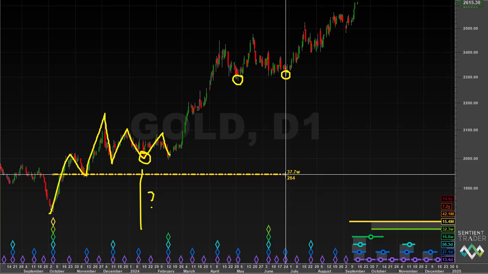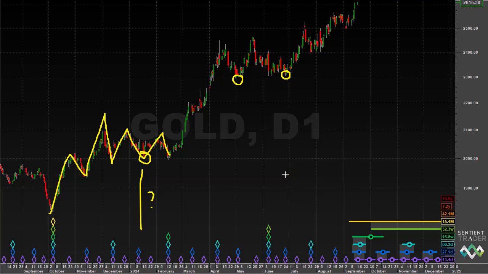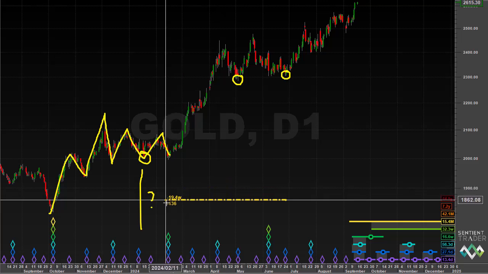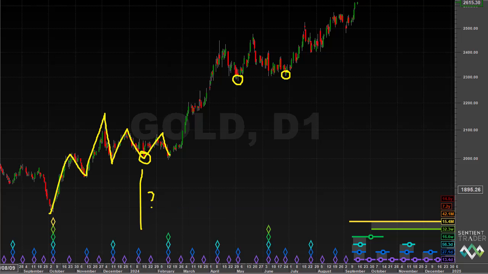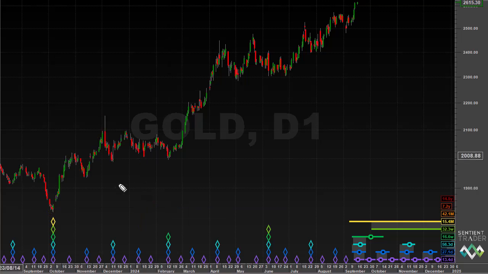Let's split the cycle again and measure to the halfway point. That would in this case be 136 days. So let's measure back 136 days, and we get this trough over here. That, in my opinion, makes a lot more sense. Let me explain to you again why.